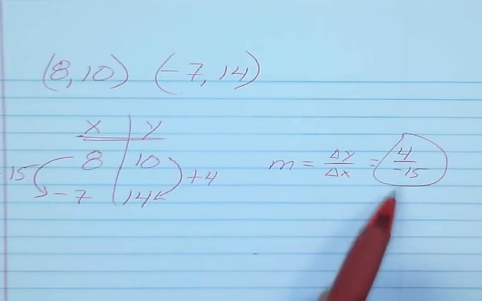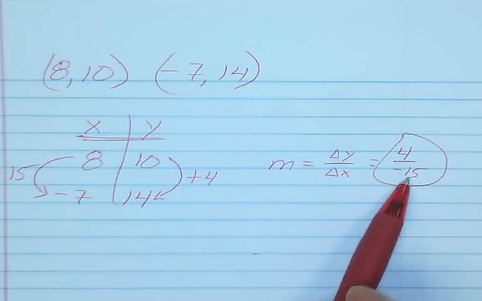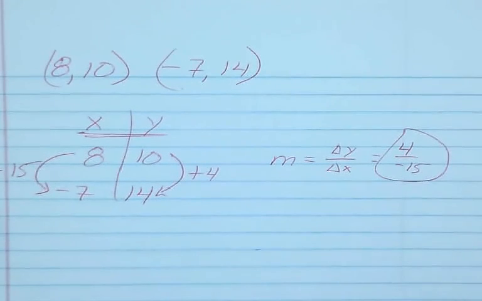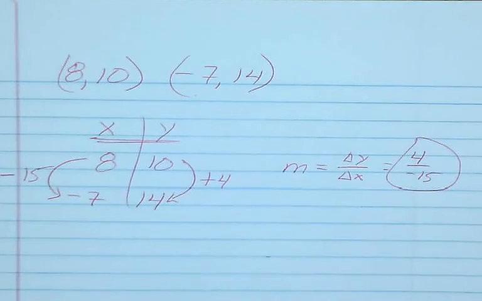You can attach that negative to either the 15 or the 4, as long as it's only attached to one of them.